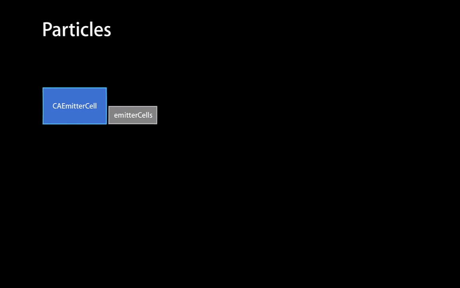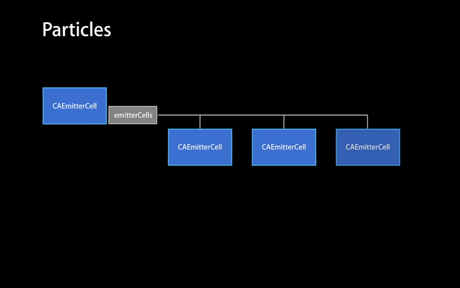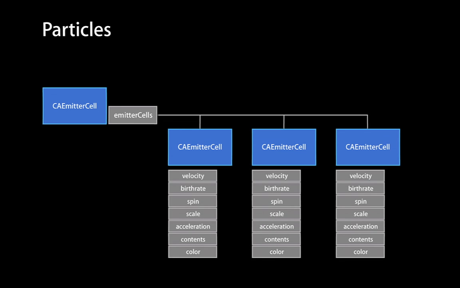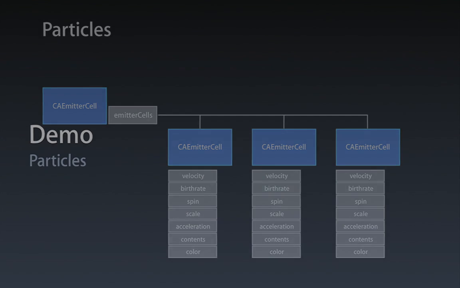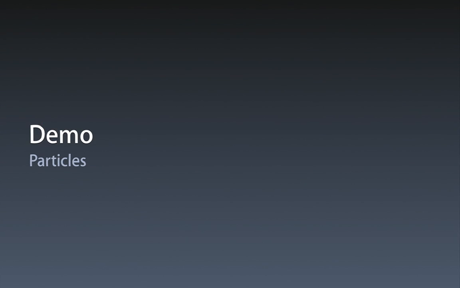In addition to that, each one of these CAEmitterCells has an emitterCells property itself. So what this means is that we can have particles that emit particles that emit particles, for however complex an effect you want to go for. Each of these is its own unique particle, you can set different properties on all of them, and you can use this to create really complex effects. I'd like to show you a couple of those.